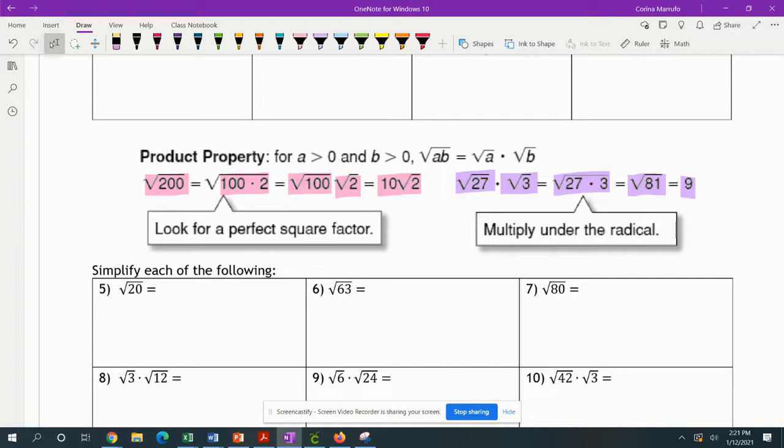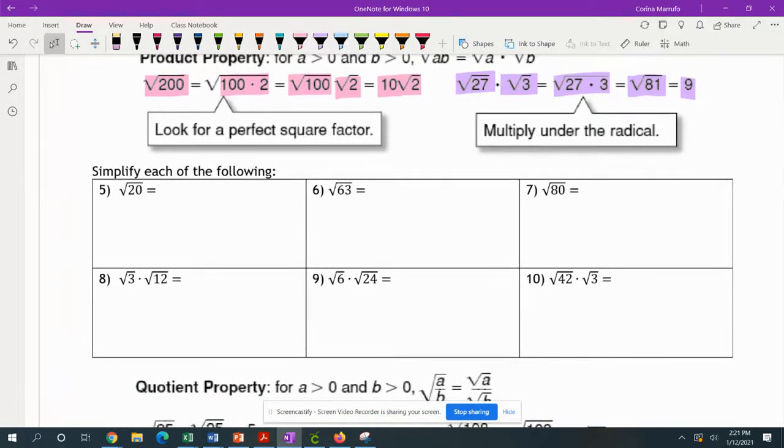So here they want us to simplify the following. Before we simplify these, we need to remember our perfect squares. So your perfect squares, for example, 1 squared gives you 1, 2 squared gives you 4, 3 squared gives you 9, 4 squared gives you 16, 5 squared gives you 25, 6 squared gives you 36, 7 squared gives you 49, 8 squared gives you 64, 9 squared gives you 81, 10 squared gives you 100, 11 squared gives you 121, 12 squared gives you 144. Okay, so we need to remember our perfect squares.